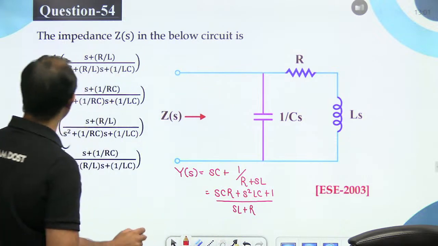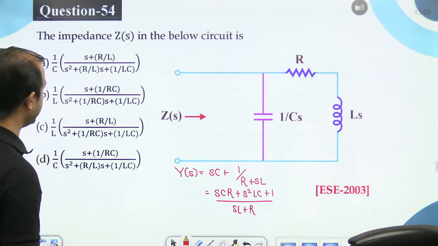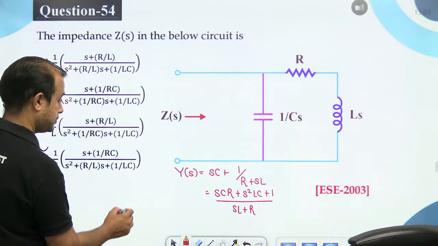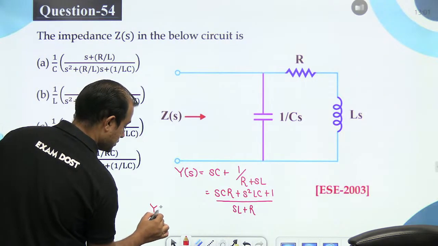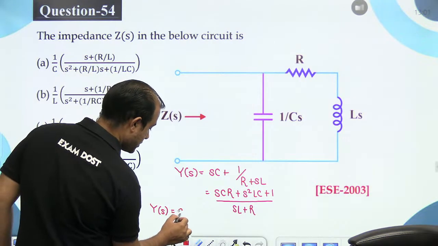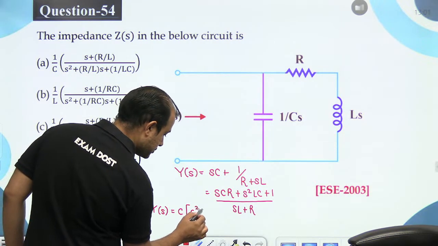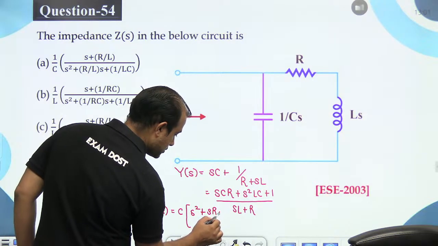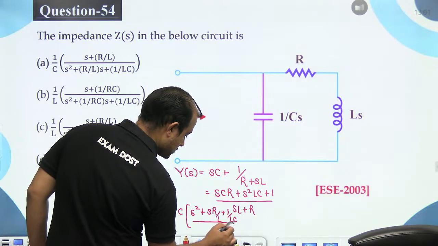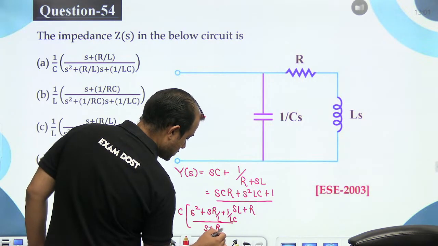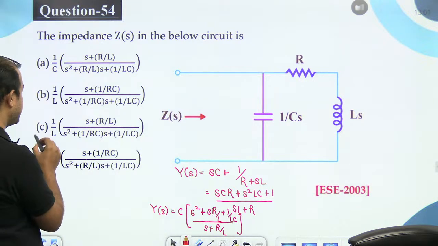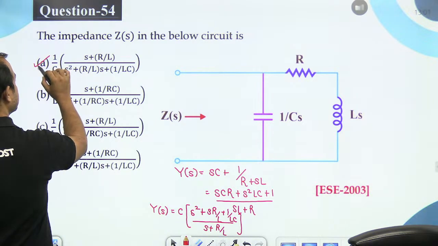Now take the reciprocal. So S plus R by L. So I have taken L common. एस स्क्वायर में से एल सी कॉमन लेना है, टेक द रेसिप्रोकल एस प्लस आर बाय एल 1 by c.